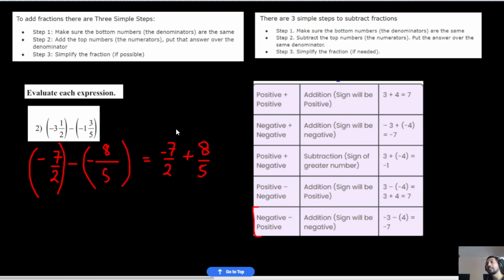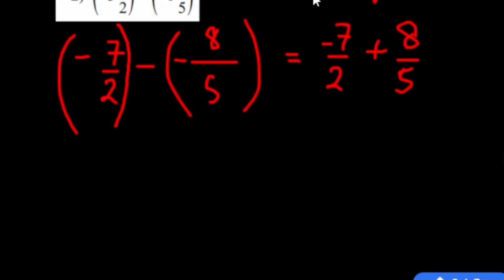Now we can see that this is an addition. So we follow the rule of addition in this case. Now let's see how we can do that. Again, the first step is we make sure that the bottom numbers are the same. So how can we make the bottom numbers the same? So the strategy is you multiply each fraction by the other denominator. So let's see how we can do that over here. I'll multiply this first fraction by 5 on the top and 5 at the bottom, and multiply this second fraction by 2 at the top and 2 at the bottom.